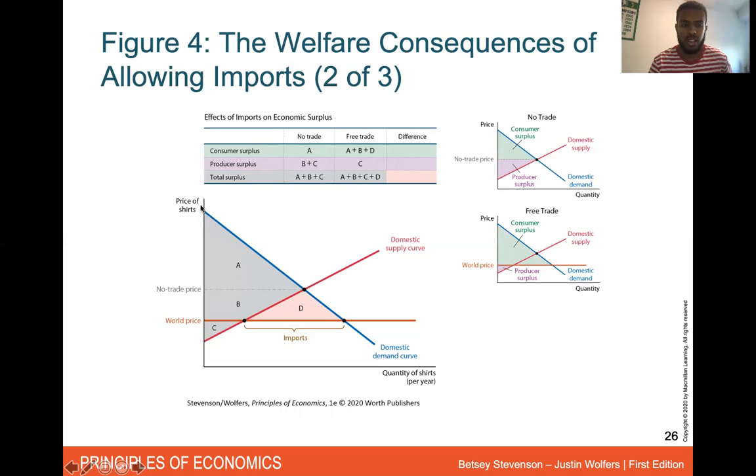So now you can see that with free trade, the consumer surplus increases by a lot. It increases by this amount D. So now the new consumer surplus is this big triangle here. But on the other side, the producer surplus did drop, where it was originally this big triangle up here, and now it's just this smaller triangle here.